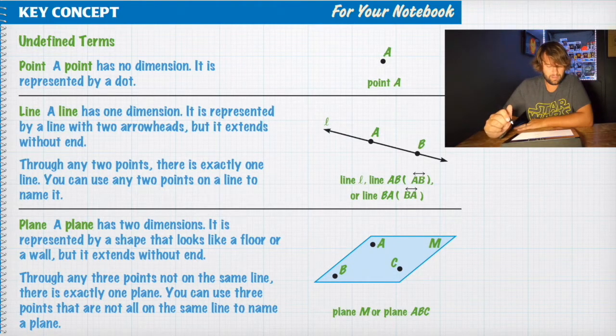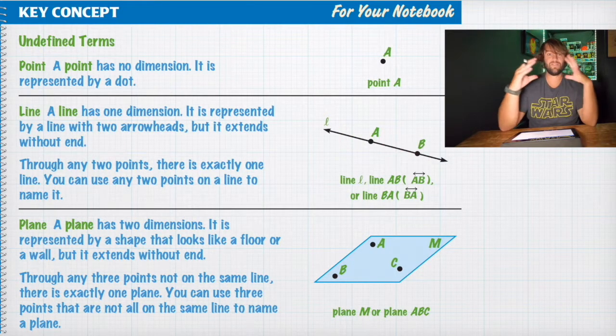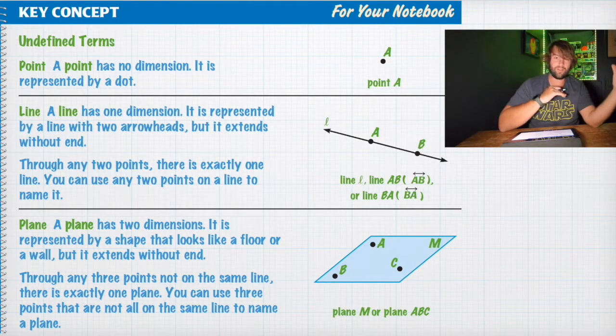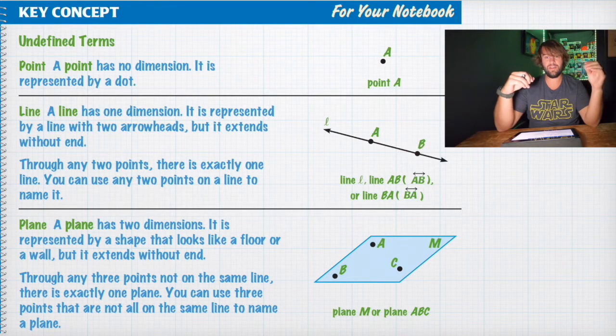It is represented by a line with two arrowheads, but it extends without end. Through any 2 points, there is exactly one line. You can use any 2 points on the line to name it. Okay, so this is important. Even though it may look like this line only exists right here, it actually exists for all eternity. It goes forever in each direction along that line.